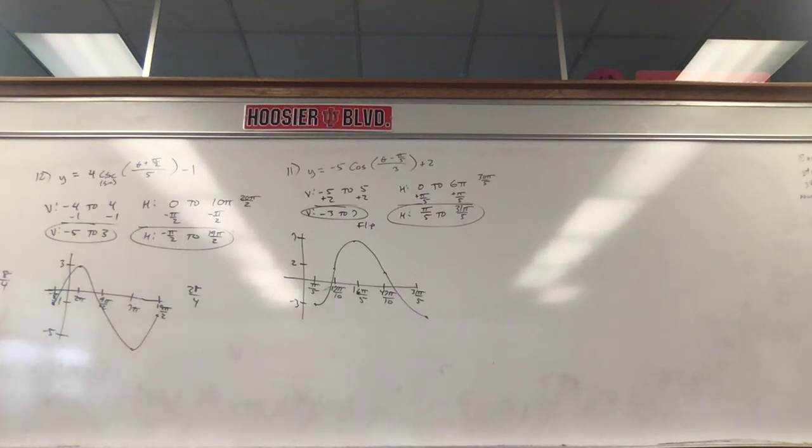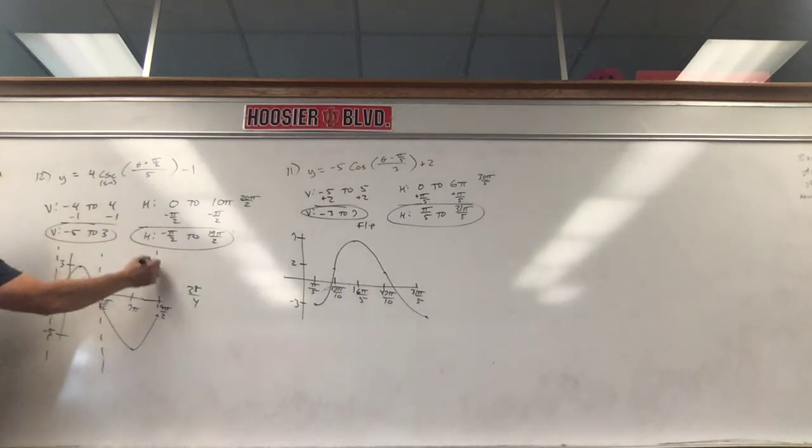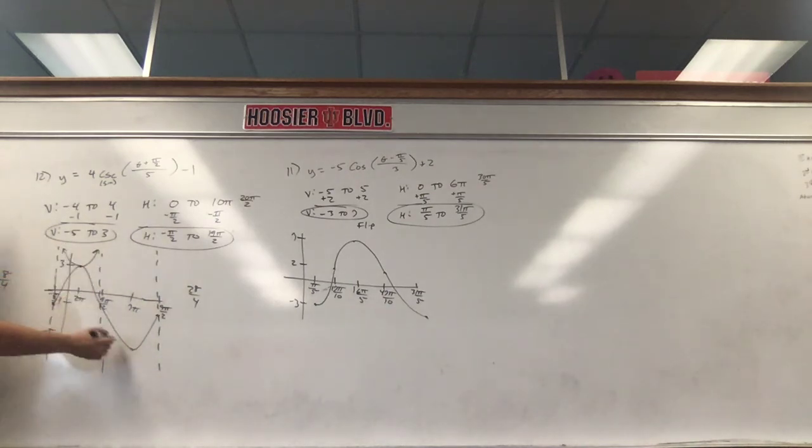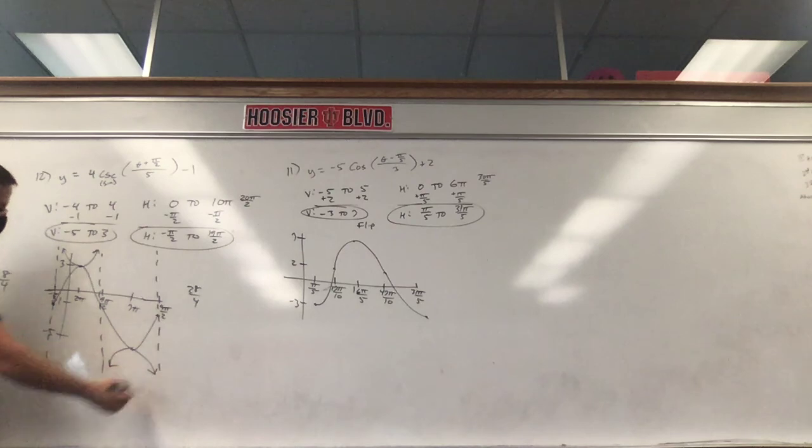But I don't want a sine graph. I want a cosecant graph. So an asymptote at negative pi over 2, 9 pi over 2, 19 pi over 2. It goes away from the sine graph.